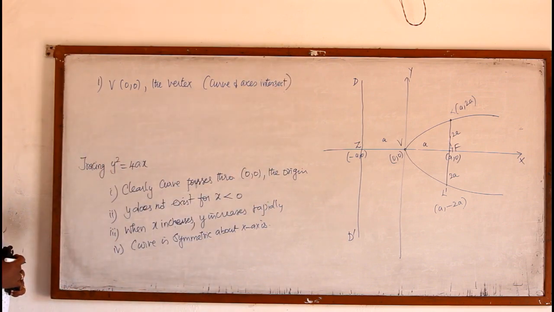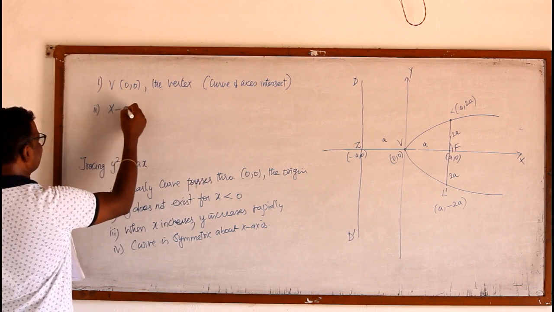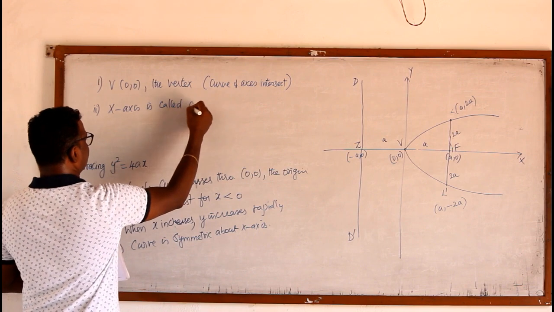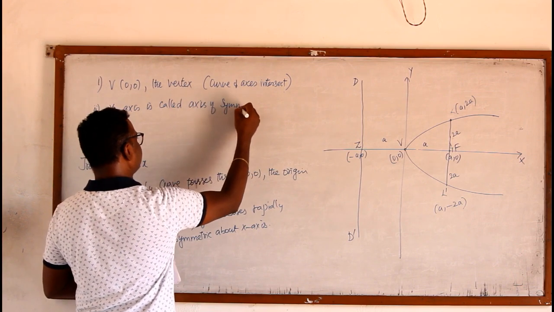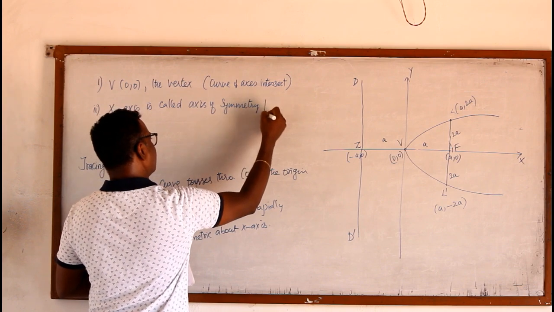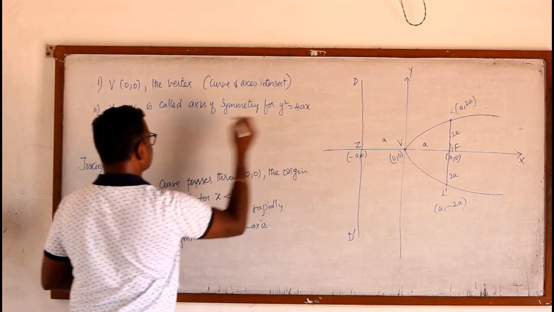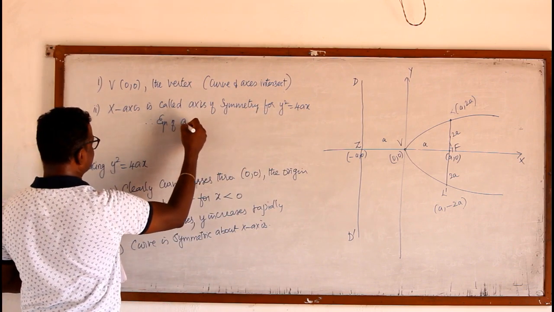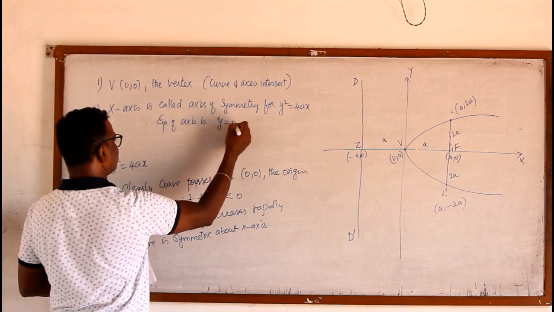V is the vertex where the curve and the axis intersect. The x-axis is called the axis of symmetry for y square equal to 4ax. Therefore, the equation of the axis is the x-axis, isn't it? So y equal to 0.